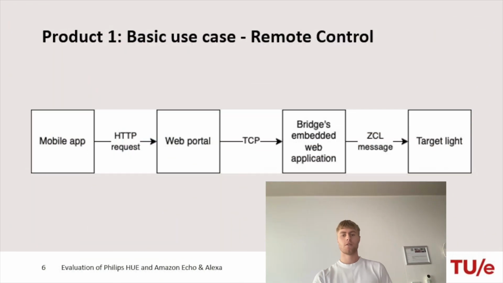users often need to control their bridges when they are not on the local Wi-Fi. Therefore, for remote control, the app contacts the cloud web portal. Since the bridge sits behind the home firewall, the portal forwards the request through the persistent TCP connection that was previously established by the bridge. And once it is received, the internal logic is basically identical to the local control.